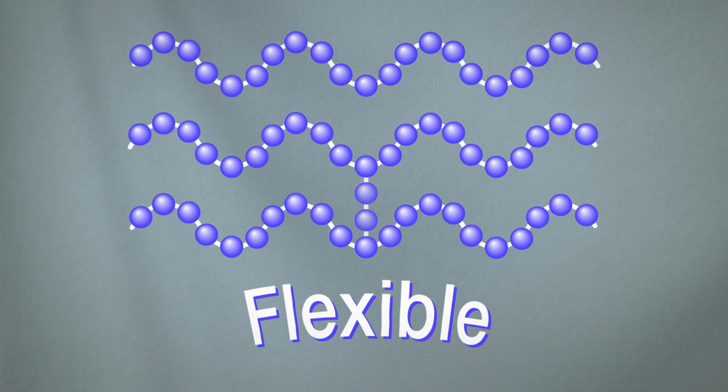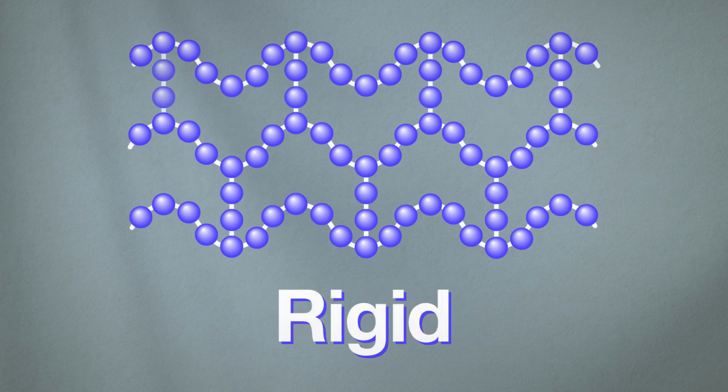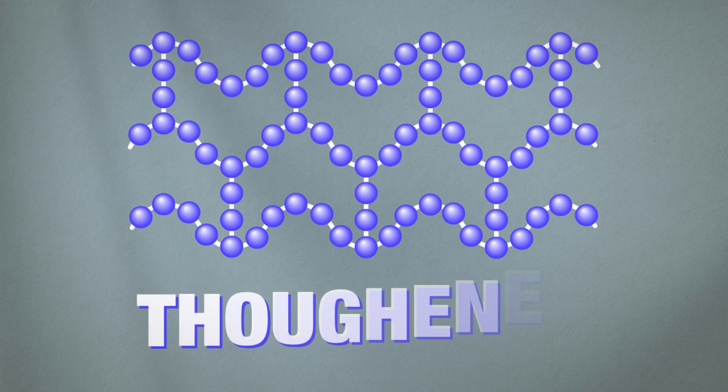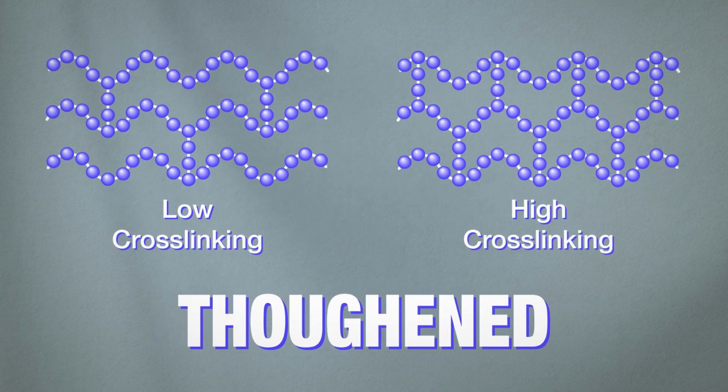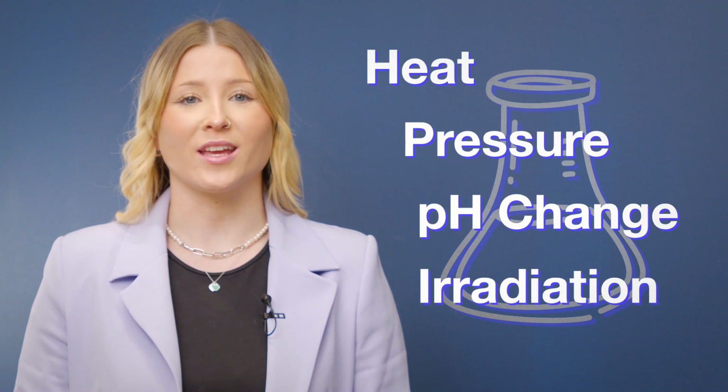Typically, flexible adhesives have reduced crosslinks, whereas rigid adhesives will have high-level crosslinks. Toughened adhesives have low to high crosslinking but contain added elastomers. Crosslinks can be formed by chemical reactions that are initiated by heat, pressure, change in pH, or irradiation.